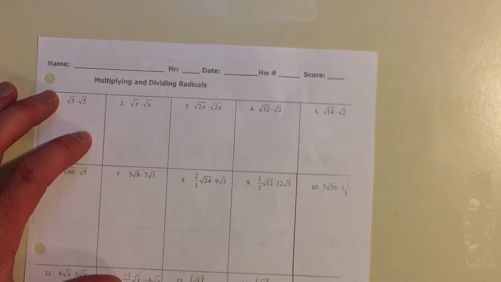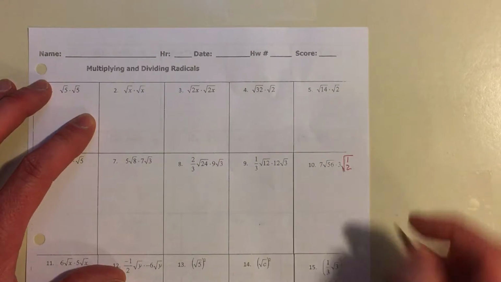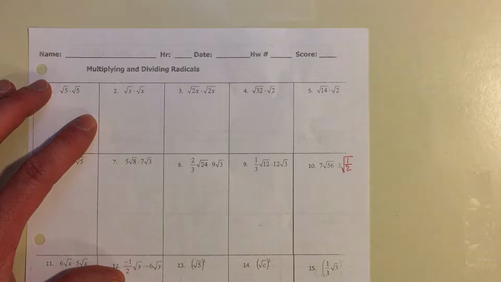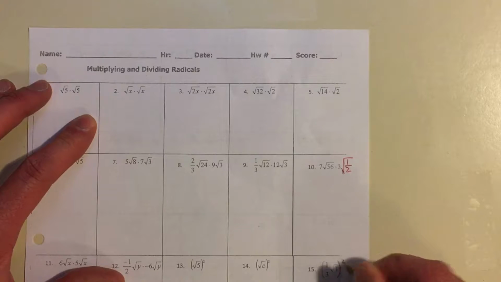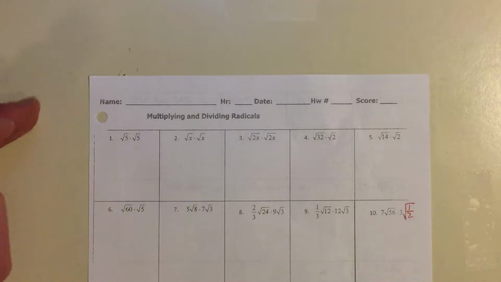Oh, it looks like number 10 kind of printed off kind of funny. I believe that's a 1/2 under that square root there. So sorry about that. Also looks like we've got a squared right there. Okay. Well, back to the middle here.